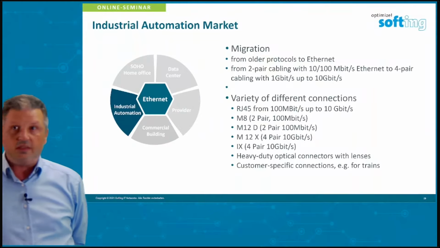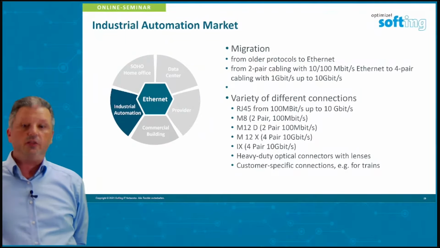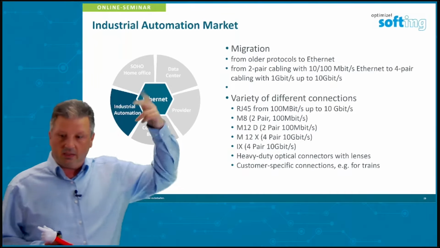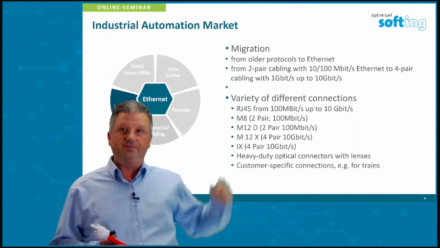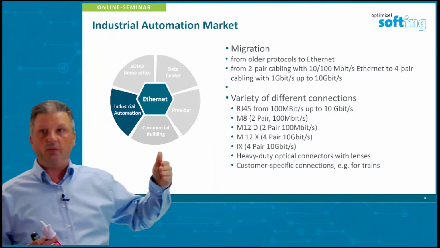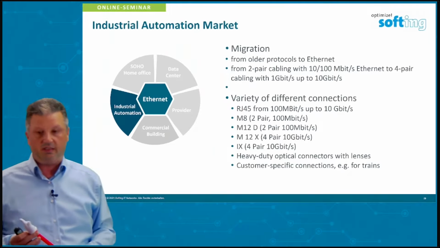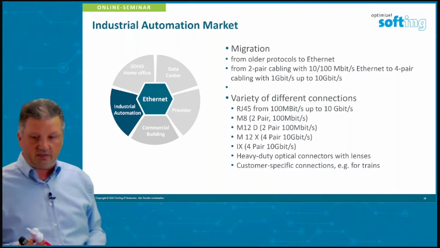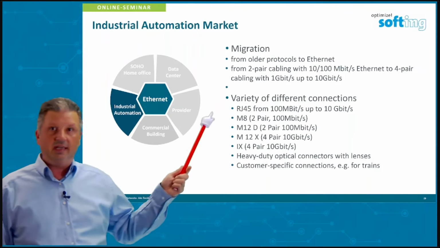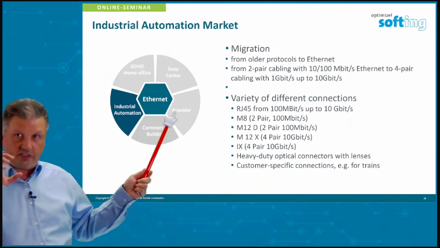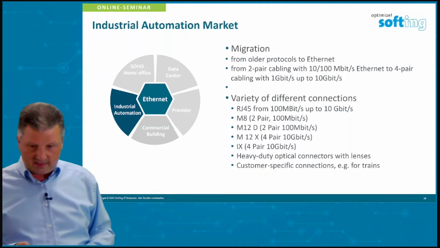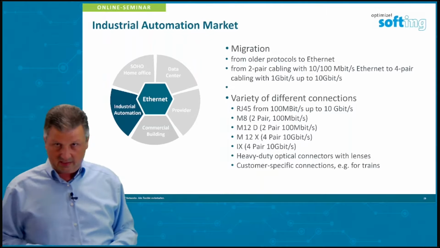The last point, which we have not forgotten, is the industrial automation market. It seems there are also some old automation systems in the market, and migration to higher protocol Ethernet territories may be needed, maybe from 10 and 100 megabit to gigabit or in the future to 10 gigabit Ethernet. And there are a lot of different connectivities on it. So RJ45 or M8, M12 D-coded, X-coded. So it is more industrial oriented and secured connectivities, with some robot systems and electronic systems on it.